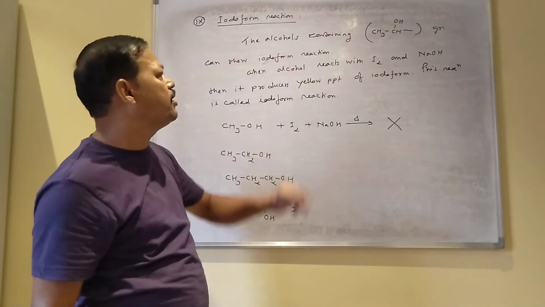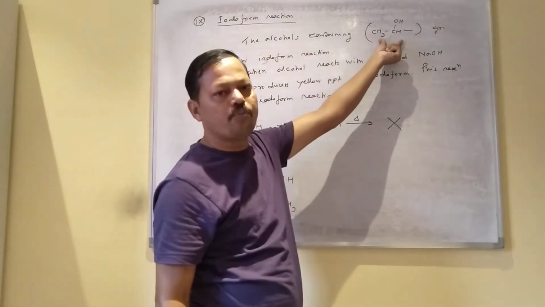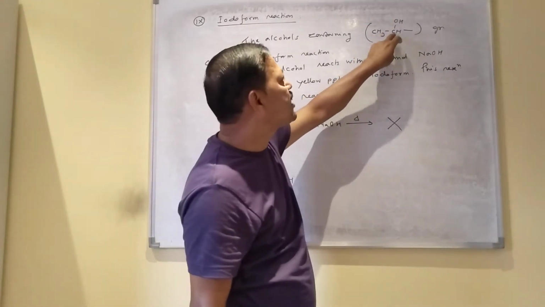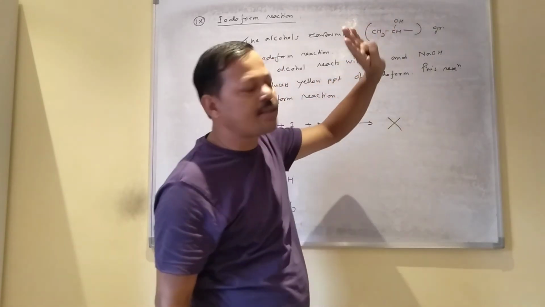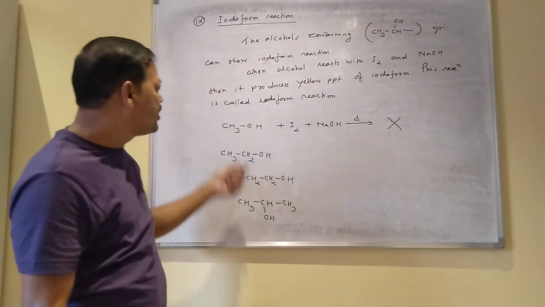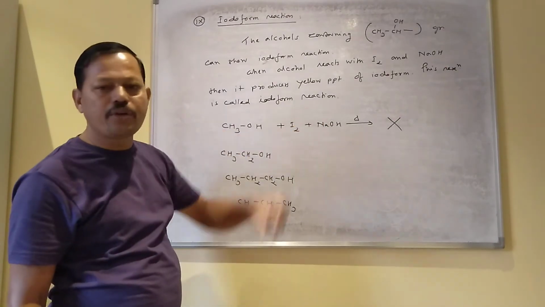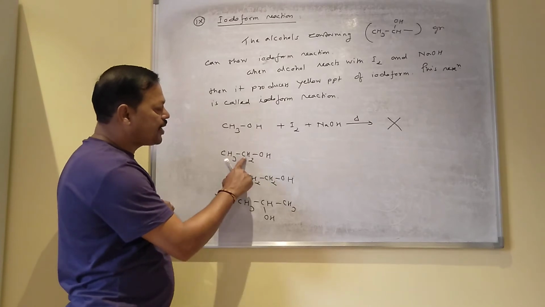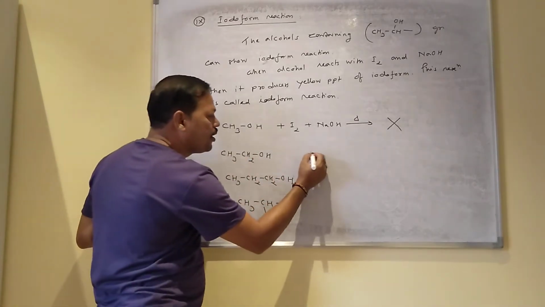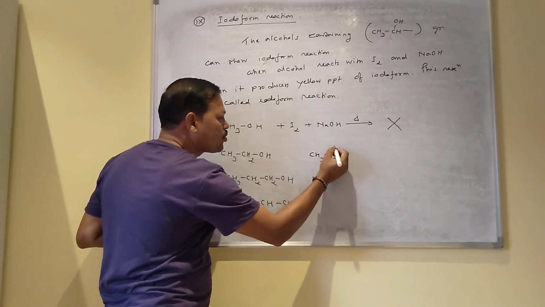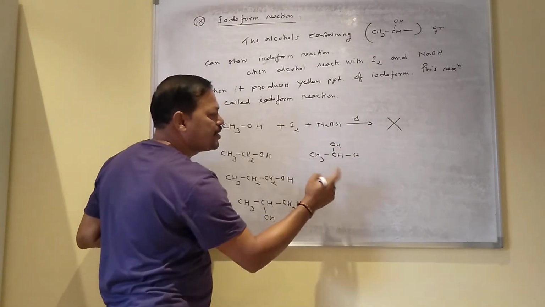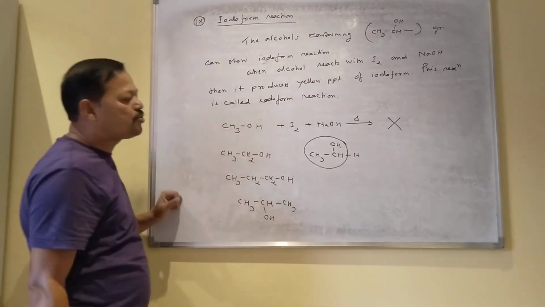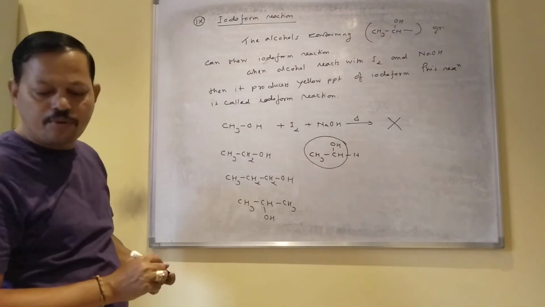Because there is a condition, the alcohol should contain this group CH3CHOH. I mean a minimum of 2 carbons should be present and the second carbon should contain the OH group, otherwise it cannot show the iodoform reaction. Since methanol contains only 1 carbon, you don't get any product. In ethanol, there are 2 carbons and the second carbon contains the OH group. You can write ethanol this way also, CH3CH2OH. This compound contains this group, and that is why ethanol can show the iodoform reaction.